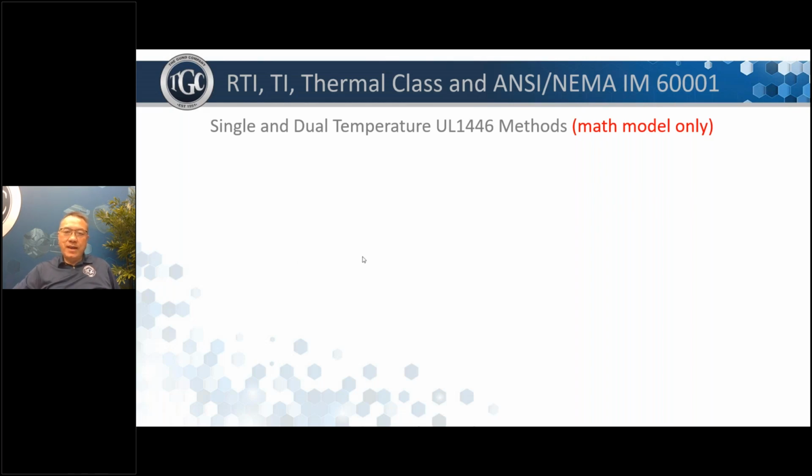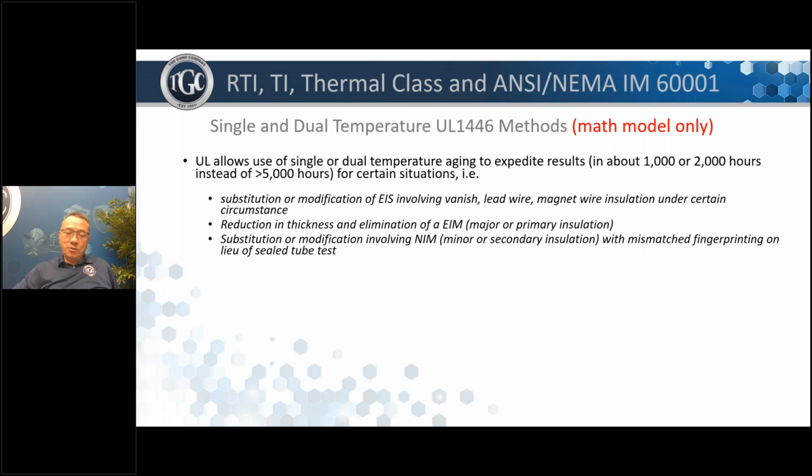And obviously, you have recognized that it probably would cost 80, 90, or 100,000 for a thermal aging test of major insulation. So, under certain conditions, UL will allow a single or dual temperature thermal aging. So instead of aging it for 5,000 hours or more, it will age it for 1,000 or 2,000 hours.